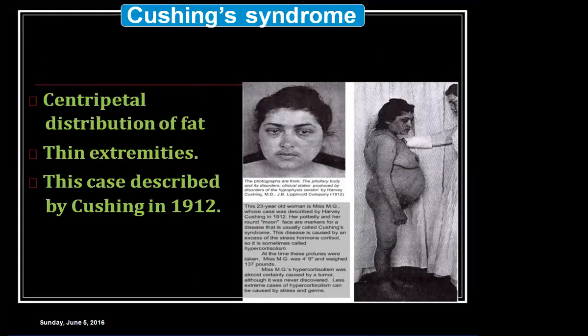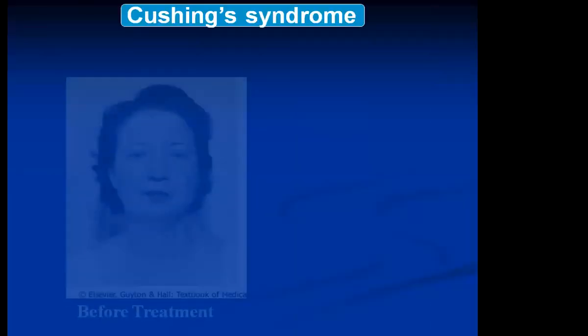So this was the first case which was described by Harvey in 1912. Typically, you can note the typical centripetal distribution of the fat. However, the limbs are pretty thin as compared to the fat. There is some deposition of fat in this upper back region known as buffalo hump. Now let us have a look at some of the patients who are suffering from Cushing syndrome.